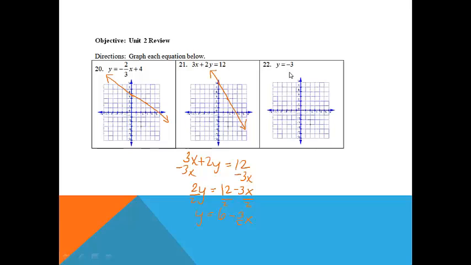Okay, y equals -3. Since the y-axis is a vertical line, a y equals line is going to be horizontal, so I simply just need to go down to -3 and create a horizontal line, and I am good to go.